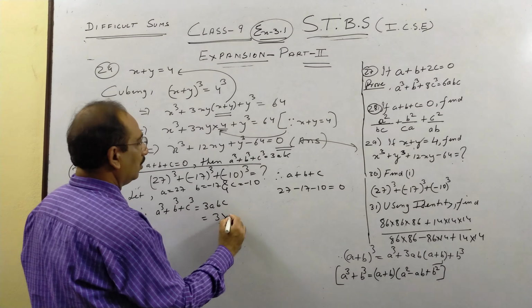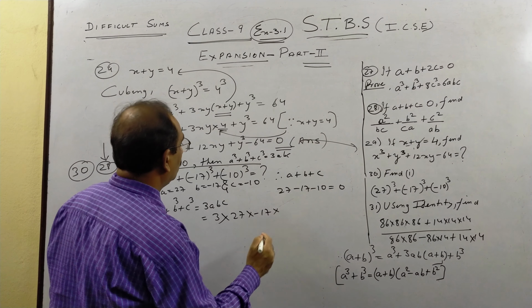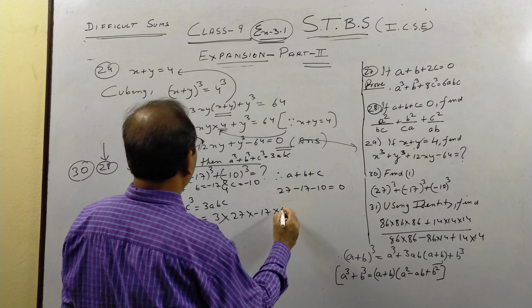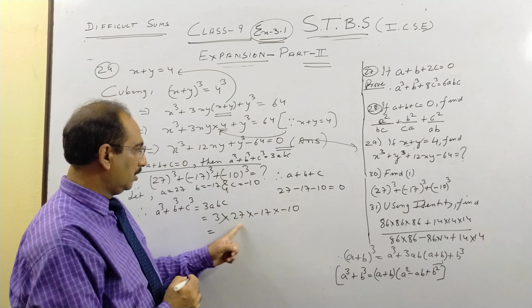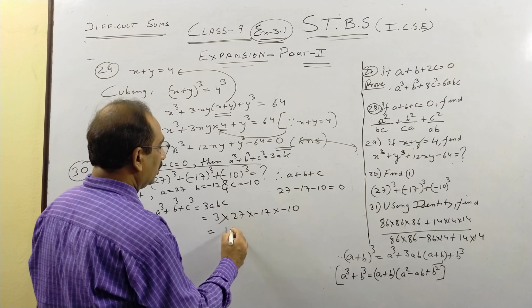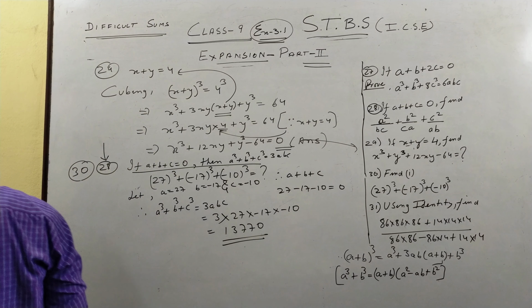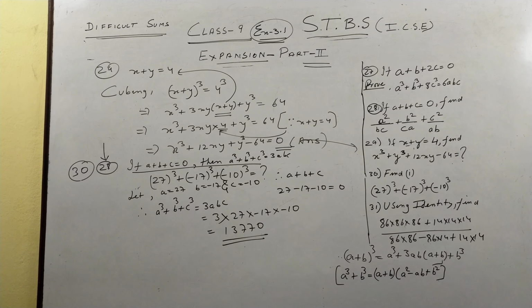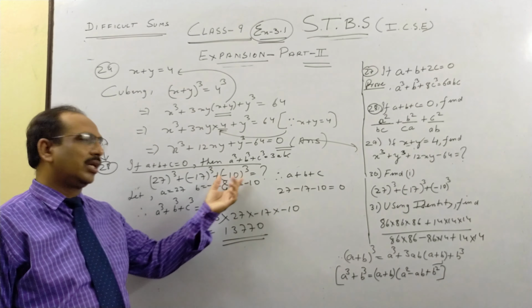What is A? 27 into minus 17 into minus 10. So what do we see? 3ABC, when you multiply, I think you will get 13770. Multiply and you can check, boys. You will get 13770.